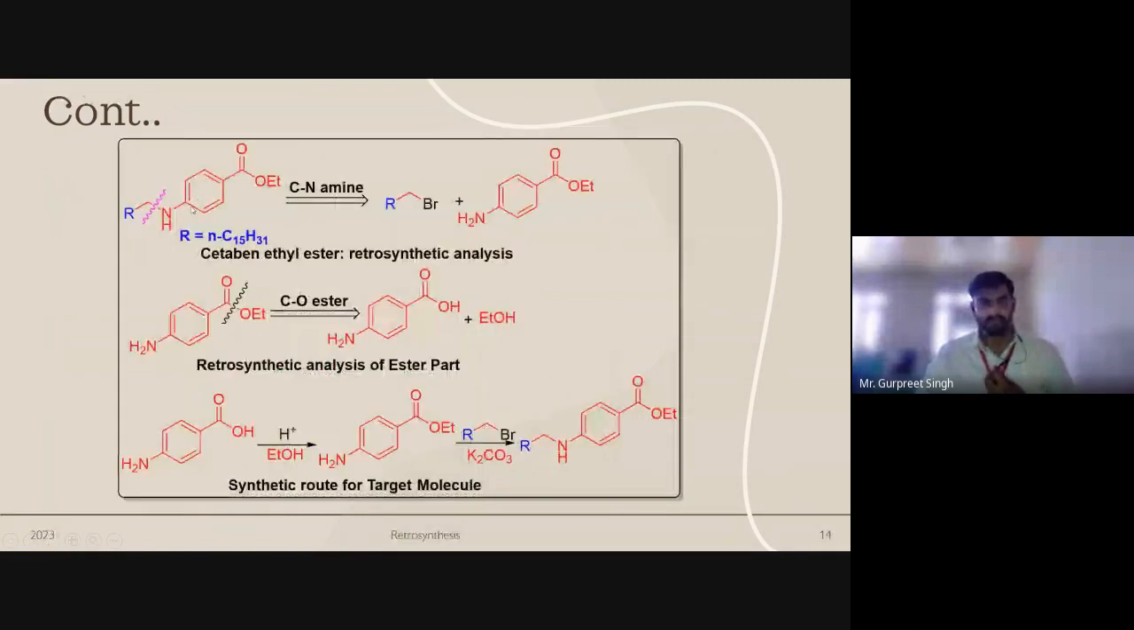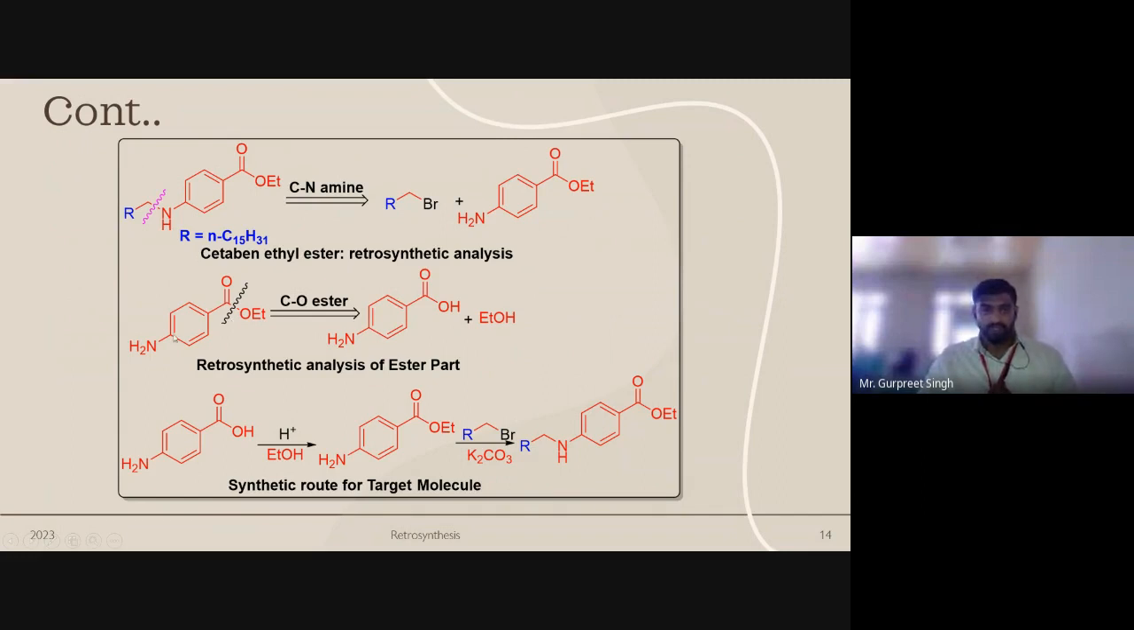There are some other examples, like we have this ethyl ester. For the retrosynthesis, there are two possible retrosyntheses. As I have already said, if one retrosynthesis is not feasible, you can perform the second one. So in this, first we have this total ester. We first break the amide bond into this acyl group and this ester, the amino benzoate ester.